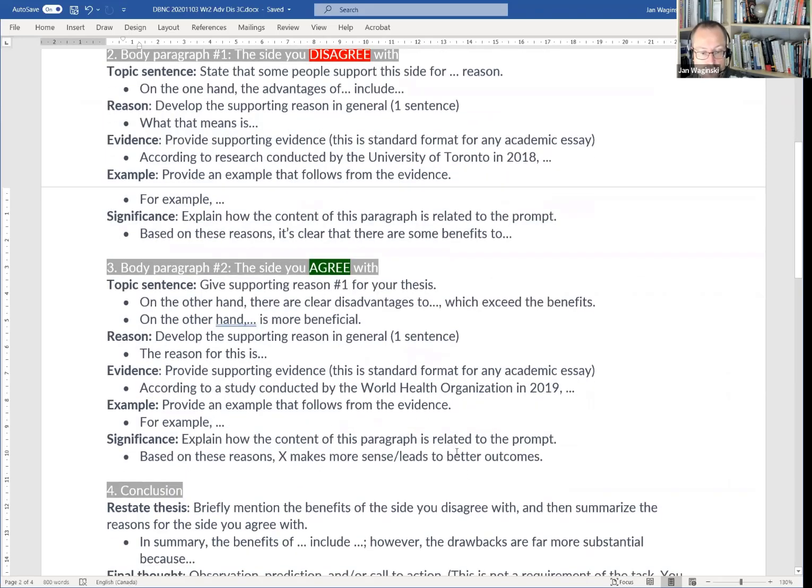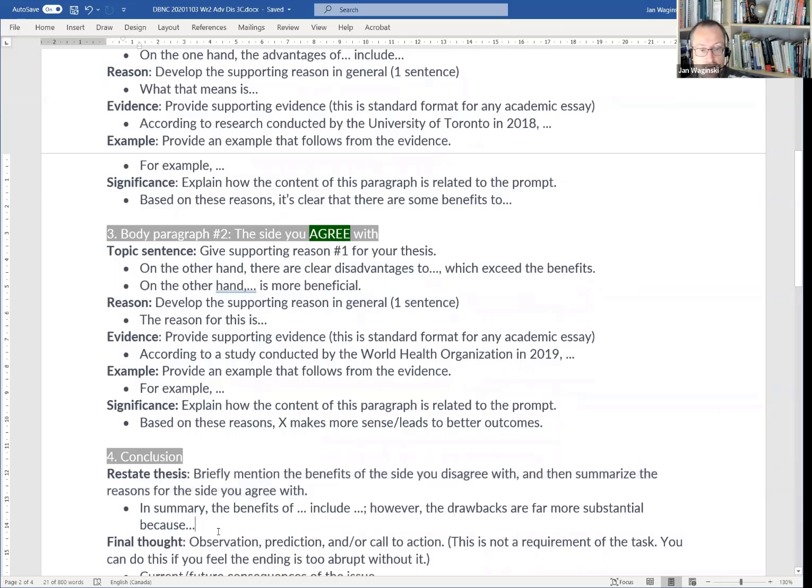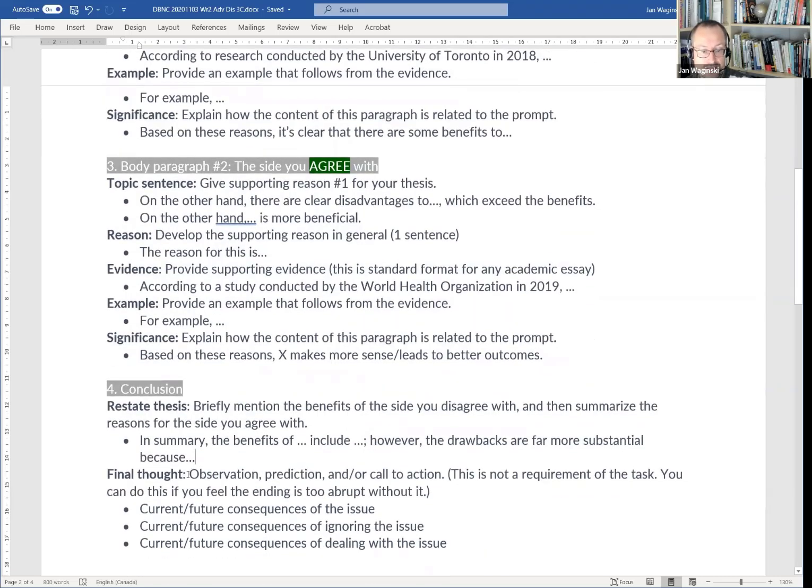And for the conclusion, briefly mention the benefits of the side you disagree with, and then summarize the reasons for the side you agree with. Okay. If you follow this structure, the three paragraph structure, you're going to have well-developed body paragraphs, and you're not going to need a final thought. Remember, there's no marks for this. It's not on the rubric. It just helps to round off the essay if you feel that it ends abruptly. But it's very often not necessary.